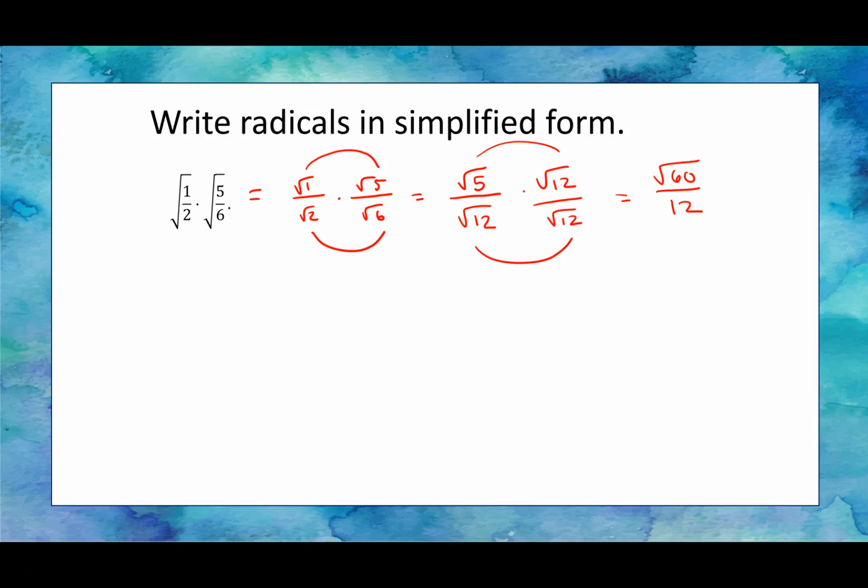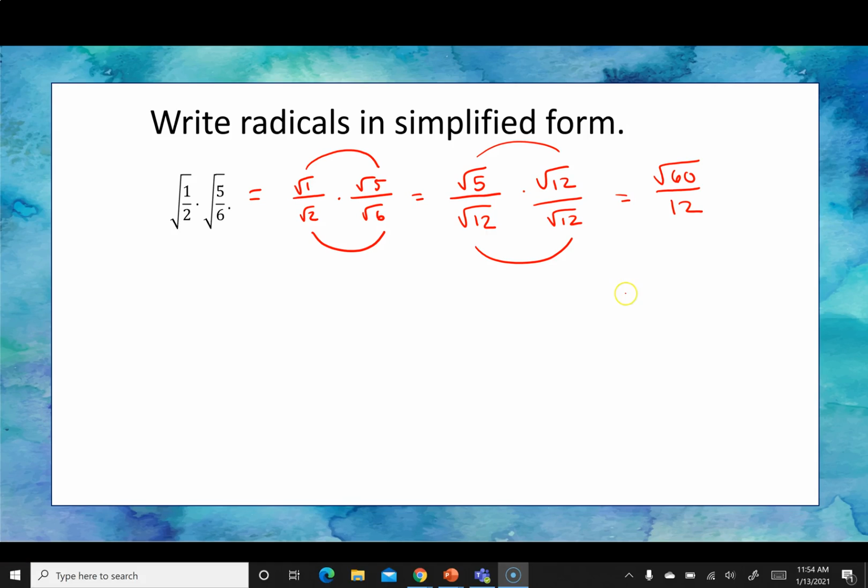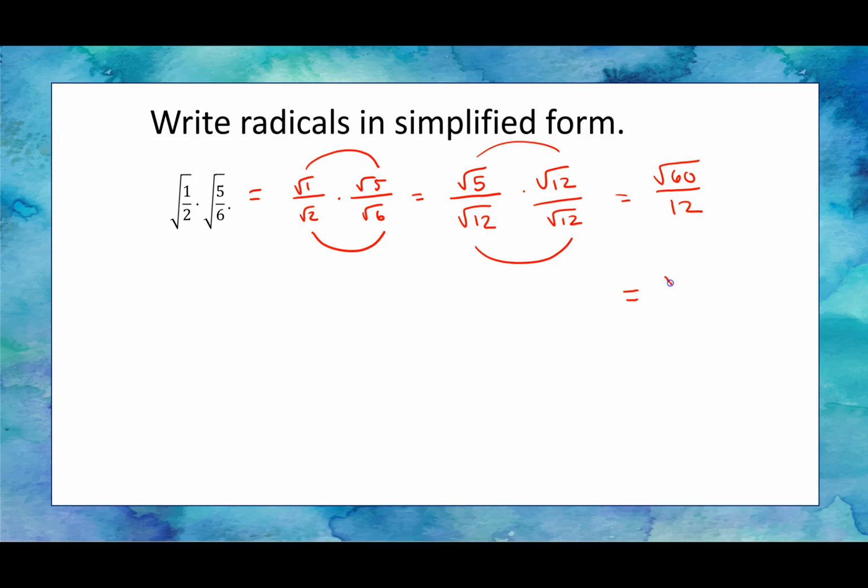Okay, we've rationalized the denominator, but what two numbers multiply to 60 give me something that I can reduce? Well, that's going to be equal to the square root of 4 times the square root of 15, because 4 times 15 is 60. And now I can rewrite this as 2 root 15 over 12. And last but not least, I can go ahead and divide by 2, and this is going to give me a root 15 over 6.